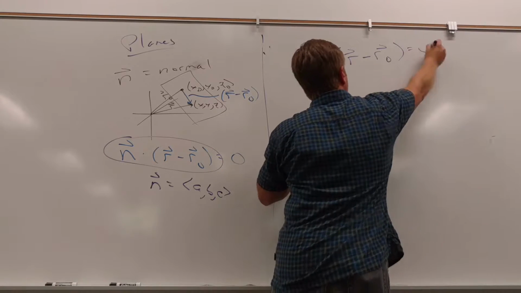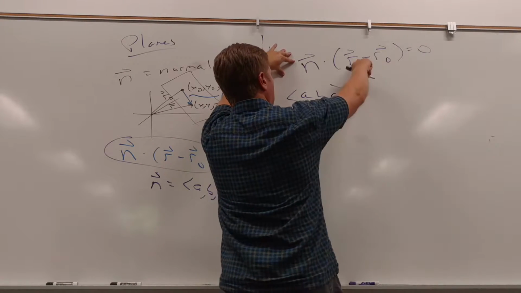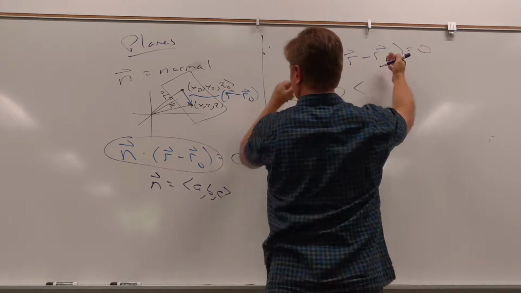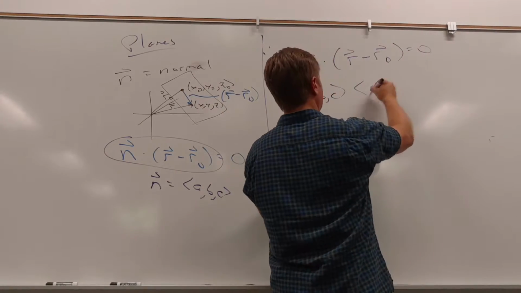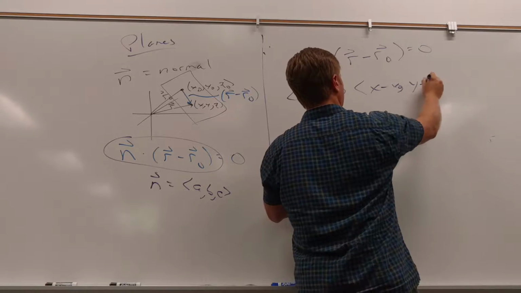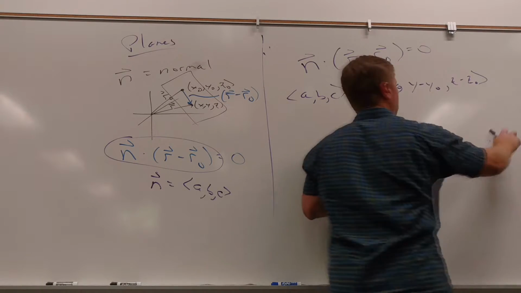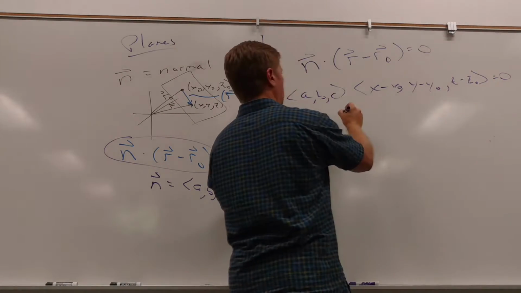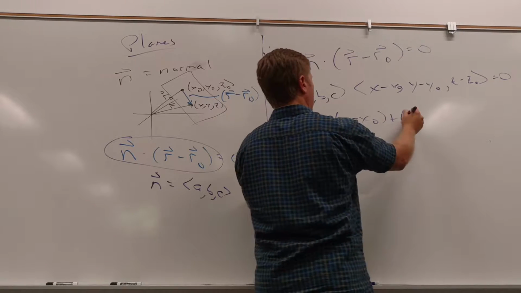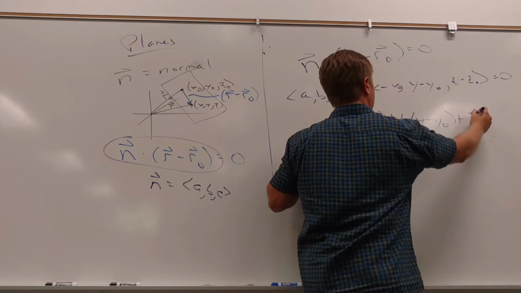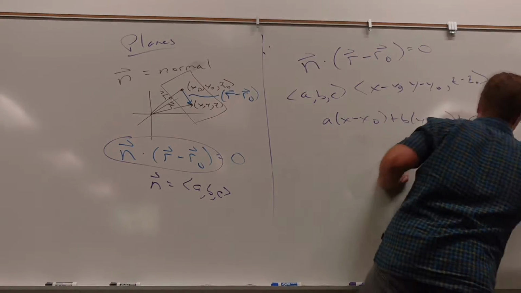All right. So when I plug this in, that's A, B, C. Cut to the chase. What vector is this? X, Y. No, the whole thing. X minus X naught, Y minus Y naught, Z minus Z naught. So it'll be A(X minus X naught) plus B(Y minus Y naught) plus C(Z minus Z naught) equals 0.